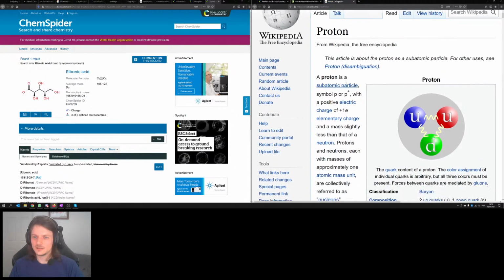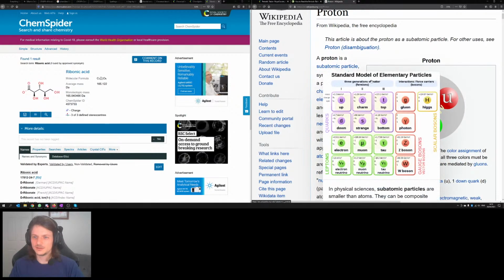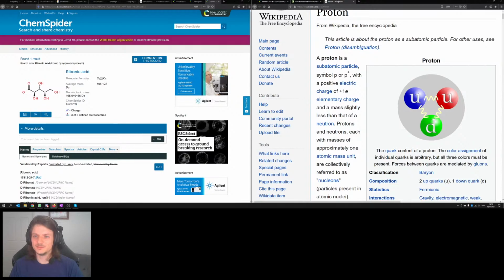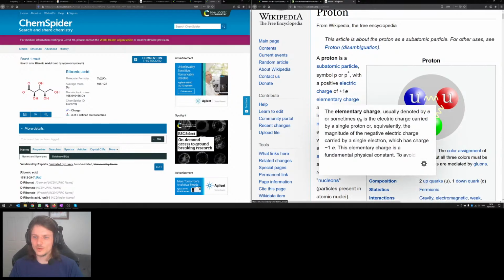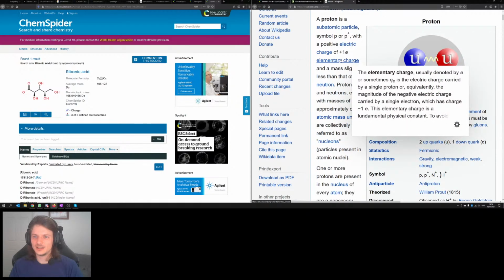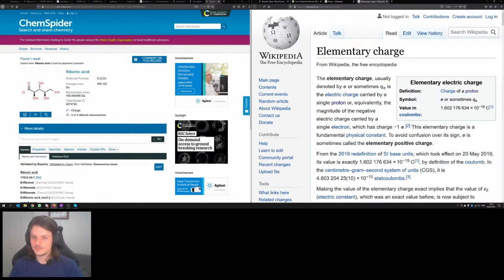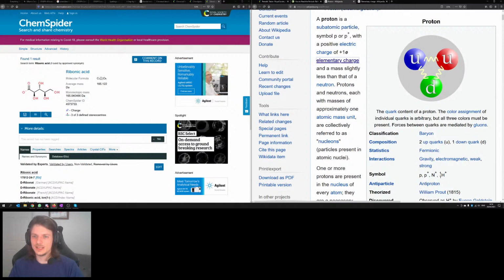Let's try this. A proton is a subatomic particle. Cool. It's smaller than an atom. Symbol P or P plus, with a positive electric charge of +1 E, where E is the elementary charge, and a mass slightly less than that of a neutron.